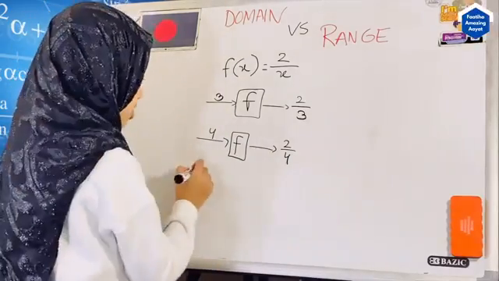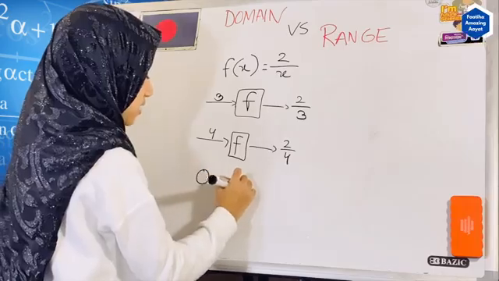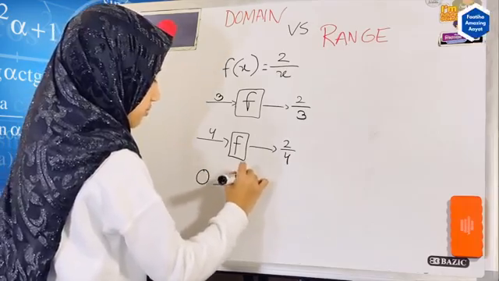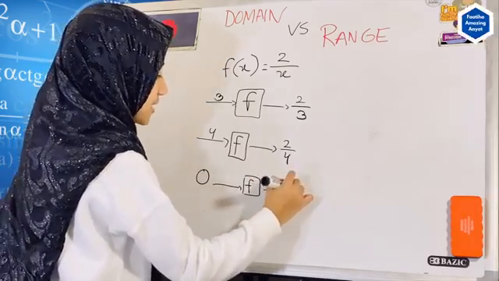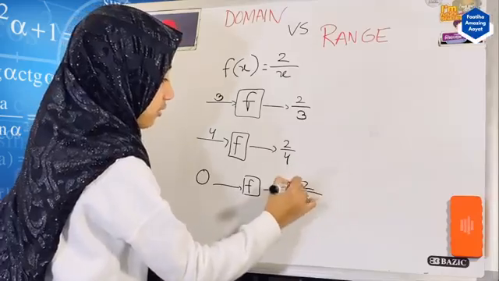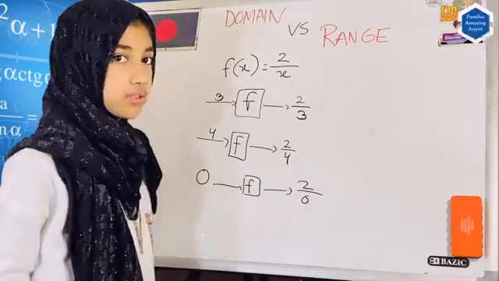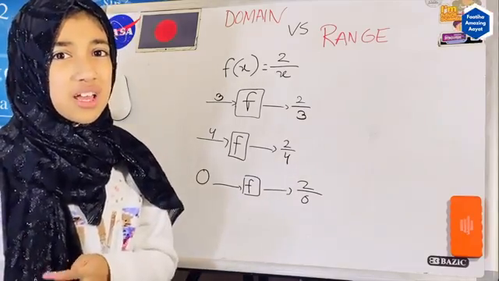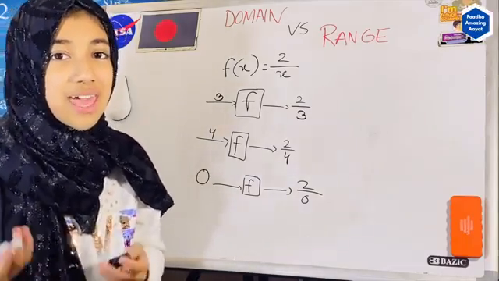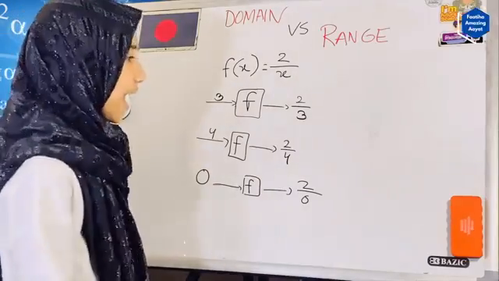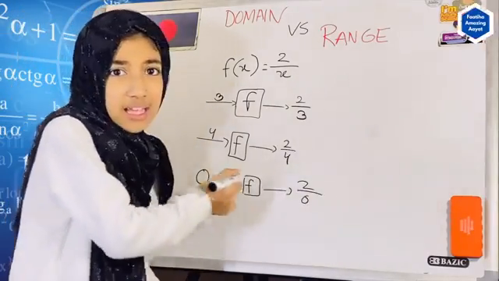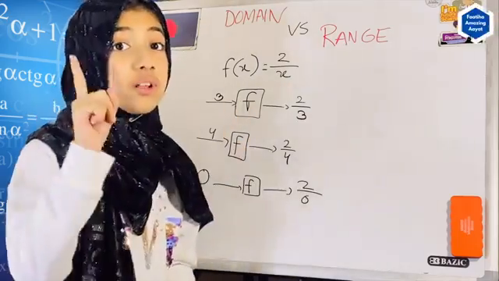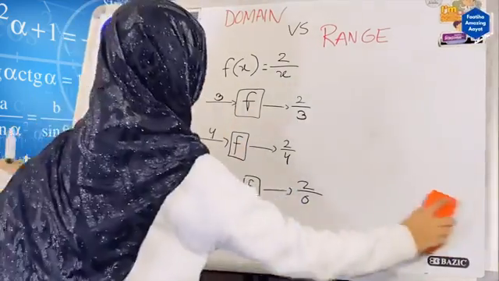Now, if I try to put 0 in as an input into my function box, we'd have to do 2 over 0. Now, 0 divided by something is 0, but 2 divided by 0 is undefined. We can't do that. Which is why we will write down that it's everything except for 0. All real values of x except for 0.